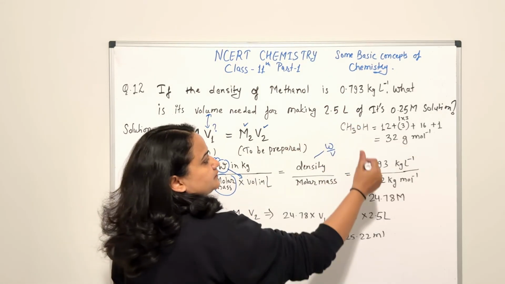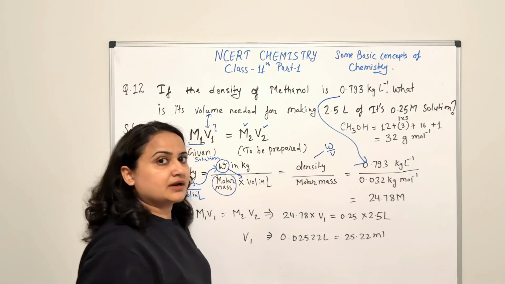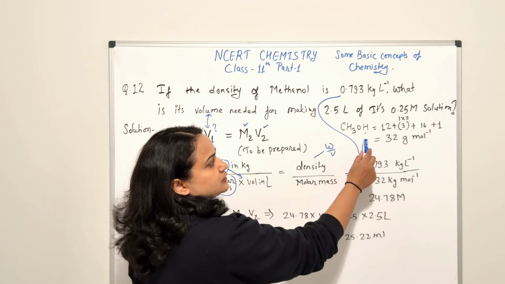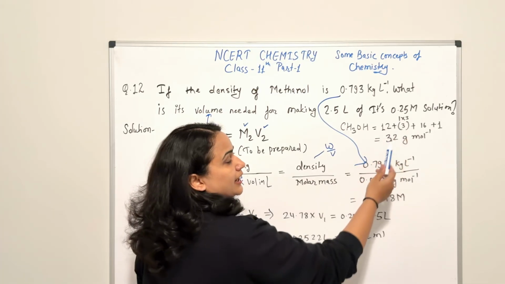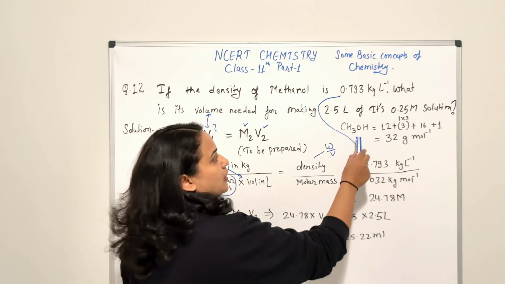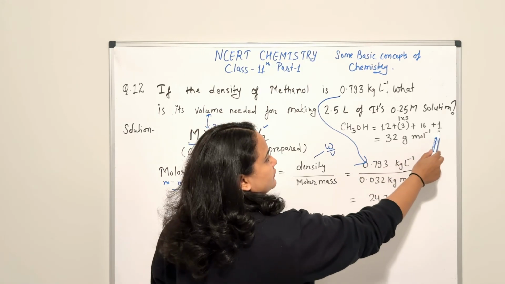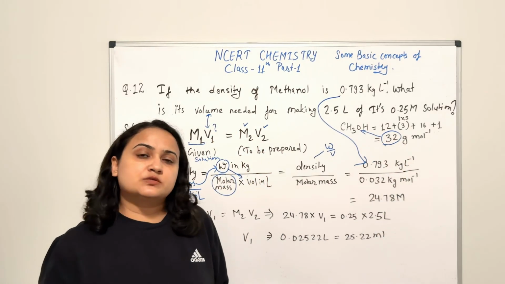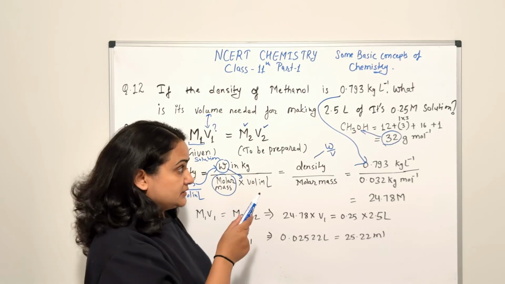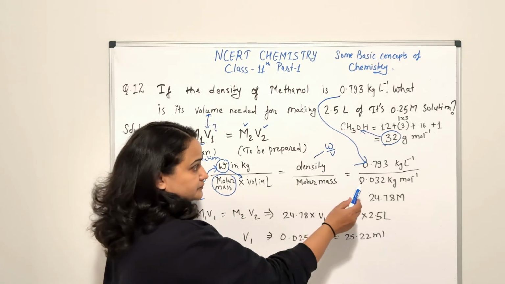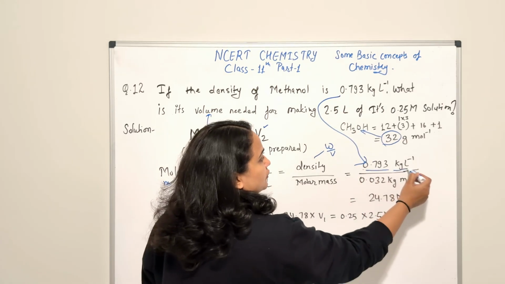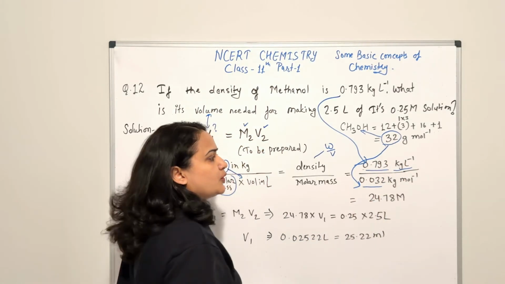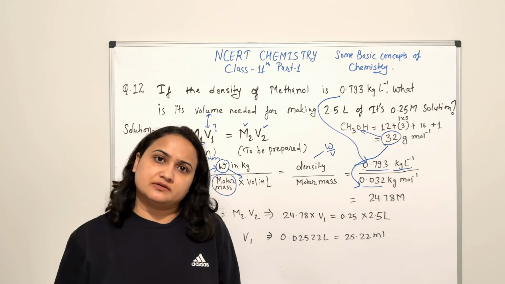So density is given here, 0.793, and molar mass we need to calculate for methanol. That I already did here. This is methanol, CH3OH: carbon 12, hydrogen 3. One hydrogen atomic mass is 1, we have 3 hydrogen. Oxygen atomic mass is 16. Hydrogen is again 1. So the total is 32 gram mole inverse, the molar mass for methanol. But we need this molar mass in kilogram, since density is given in kilogram liter inverse. So 32 becomes 0.032 kilogram mole inverse, our molar mass.